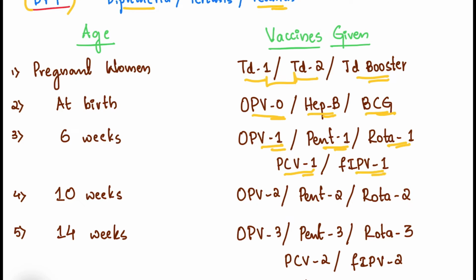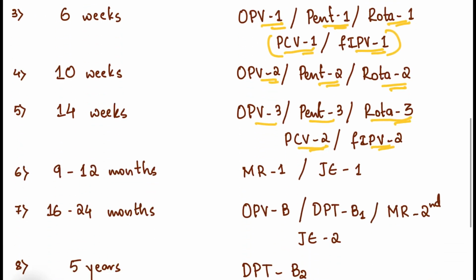Then at 10 weeks, we'll give the OPV second dose, pentavalent second dose and rotavirus second dose. We are not going to give PCV and FIPV second dose here. And then at 14 weeks, we'll give OPV third dose, pentavalent third dose, rotavirus third dose, followed by pneumococcal vaccine second dose and fractionated IPV second dose.